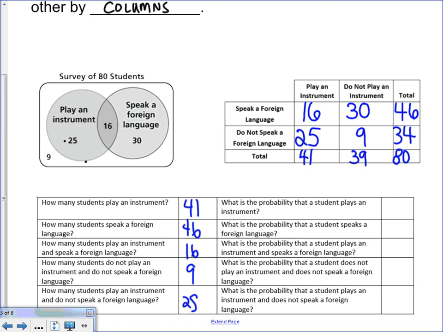So I'm going to write and not reduce my probabilities here, but for the probability that a student plays an instrument, that'd be 41 out of 80. Here we have 46 out of 80, 16 out of 80, 9 out of 80, and 25 out of 80.